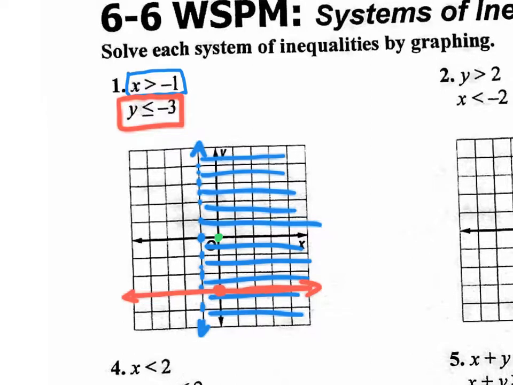So when I plug in 0 for y, it's going to say 0 is less than or equal to -3. What do you guys think about that? Is 0 less than or equal to -3? No, definitely not. So that means that it did not work in this case. So where are my answers at? On the bottom of the red line. So I'm going to shade in the bottom of the red line.